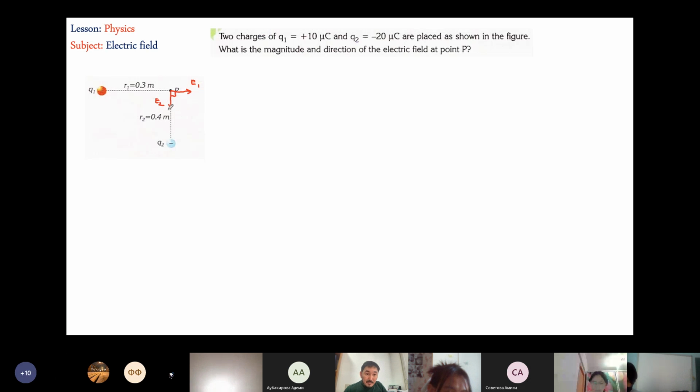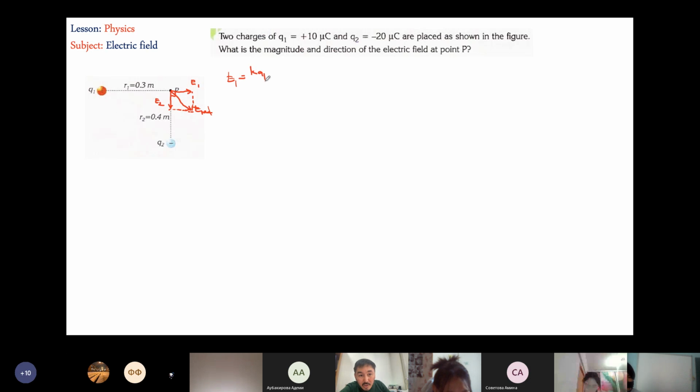we have to find the net field by the Pythagorean theorem. Of course, we have to draw the dashed lines from the tips of these vectors parallel to the other vector, and the intersection of these dashed lines will give us E net, I mean the net electric field at that point, at point P. Now, to find E1, of course, I have to use the formula that I gave before.